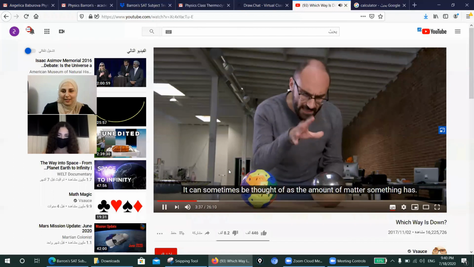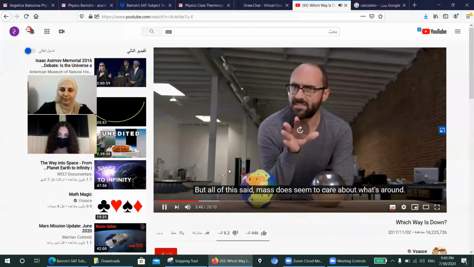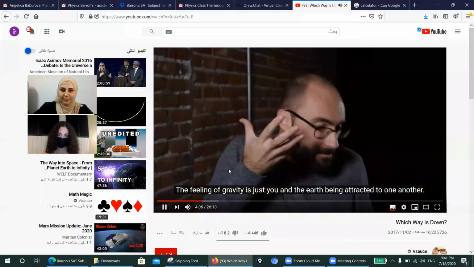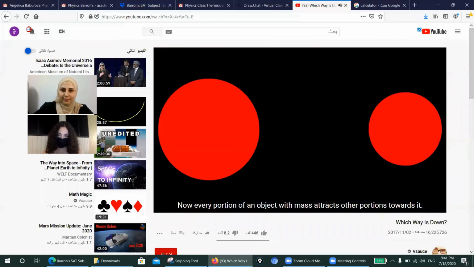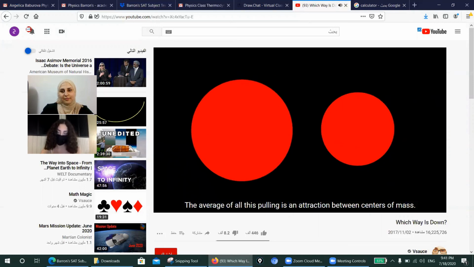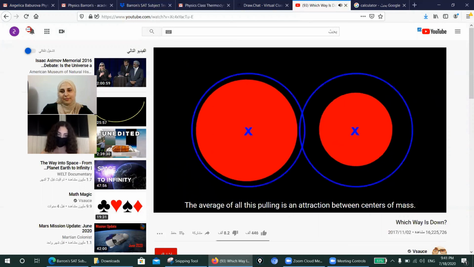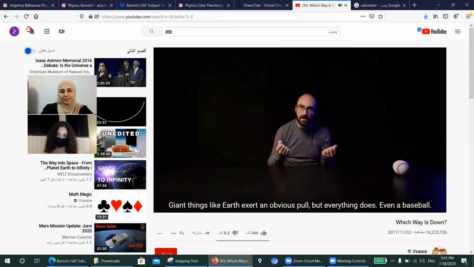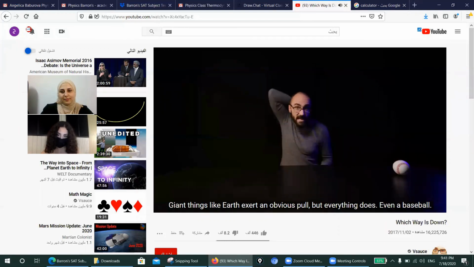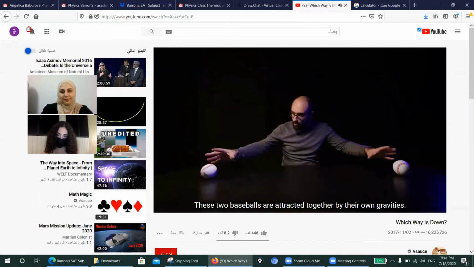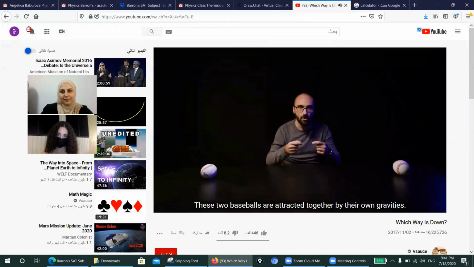So it can sometimes be thought of as where you are. This said, mass of is just you and the Earth being attracted to one another. Now, every portion of an object with mass attracts other portions towards it. The average of all this pulling is an attraction between centers of mass. Giant things like Earth exert an obvious pull, but everything does, even a baseball. These two baseballs are attracted together by their own gravities.